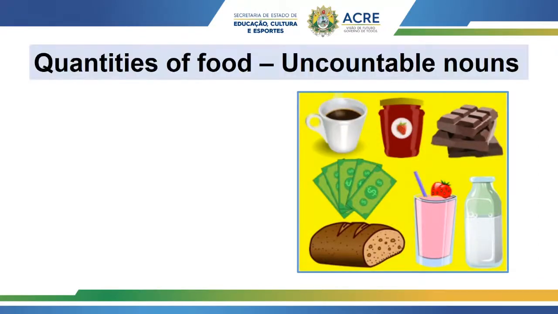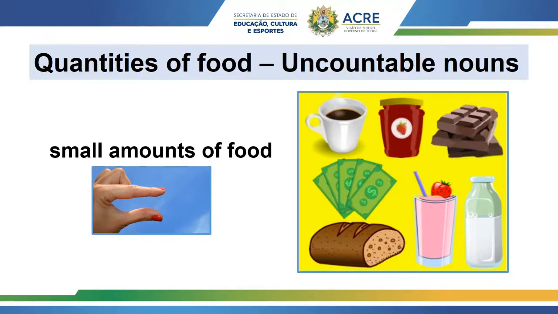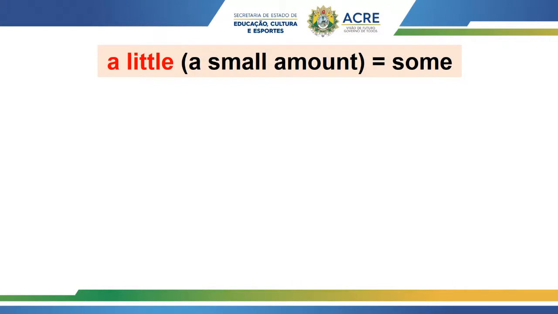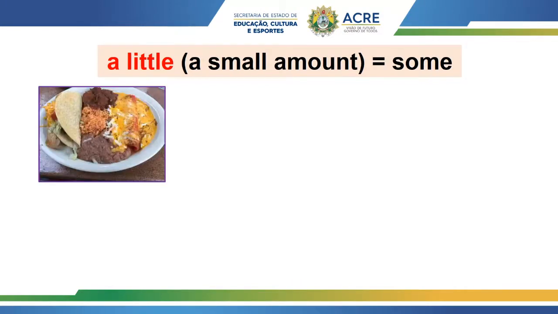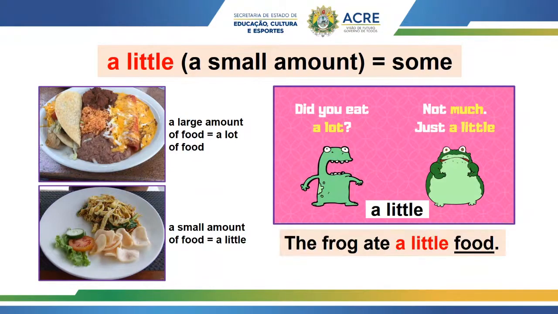Now, let's talk about quantities of food. Small amounts of food. We are going to use uncountable nouns. Remember, uncountable nouns are used in singular. A little is equal to some. In this picture, we can see a large amount of food, a lot of food. In this picture, we can see a small amount of food, a little food. The frog ate a little food. A little plus uncountable noun.